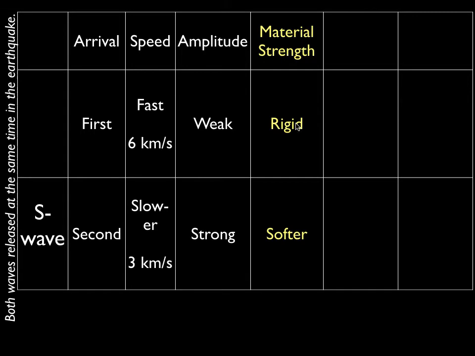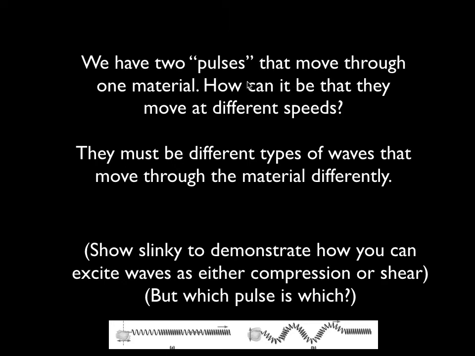It seems like we have these 2 different pulses that are moving through different materials, but that's not true. Those 2 pulses have to move through the same material. They both start at the earthquake source, and they both end up at the seismic recording station. So how can it be that they're moving at different speeds? It looks like they're moving through different materials. Well, this tells us that there must be different types of waves that move through the material differently.